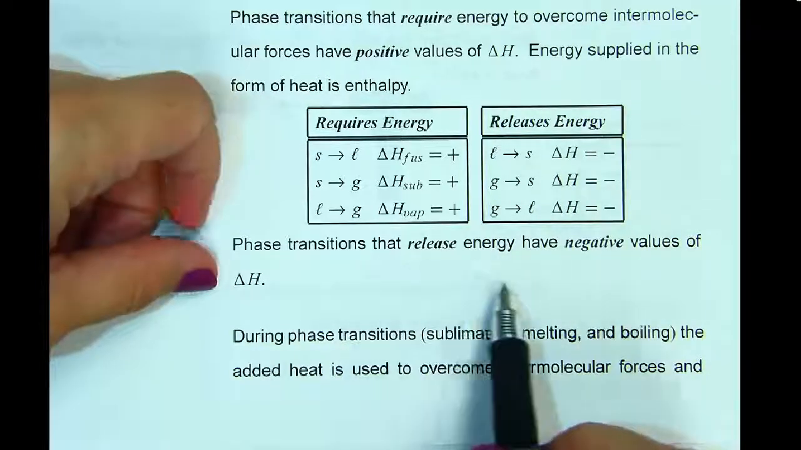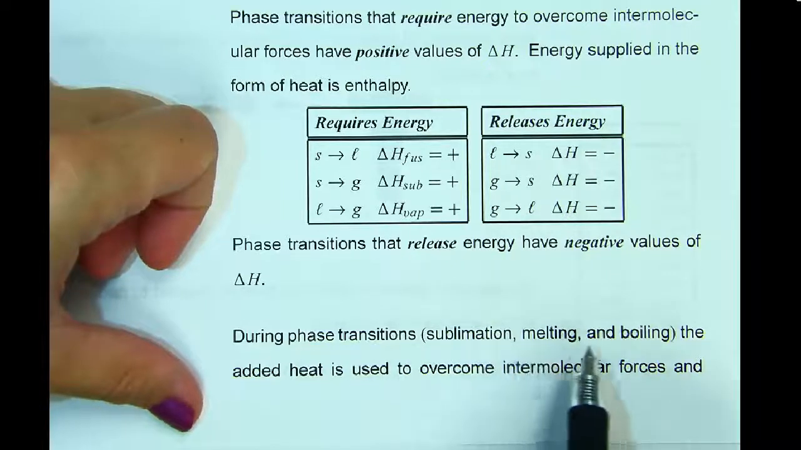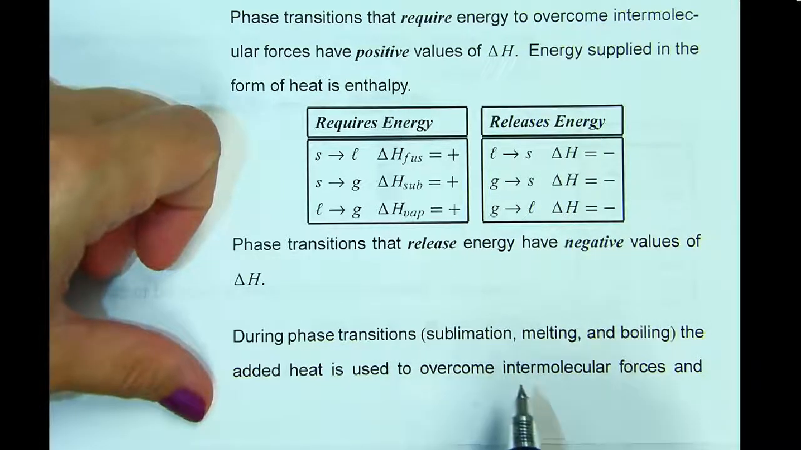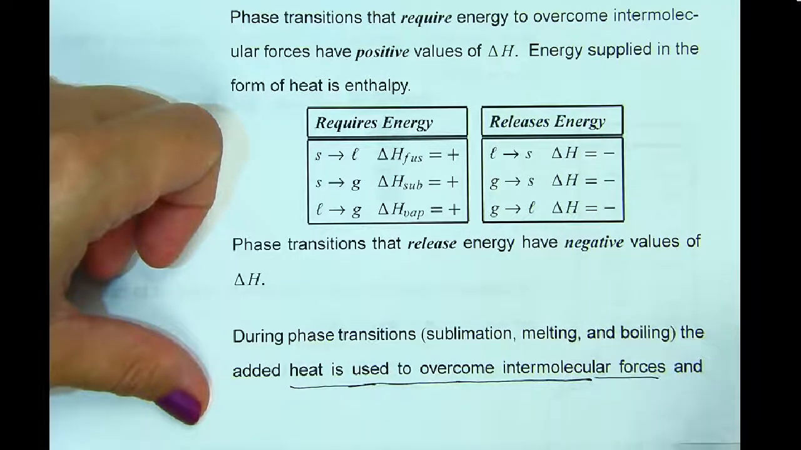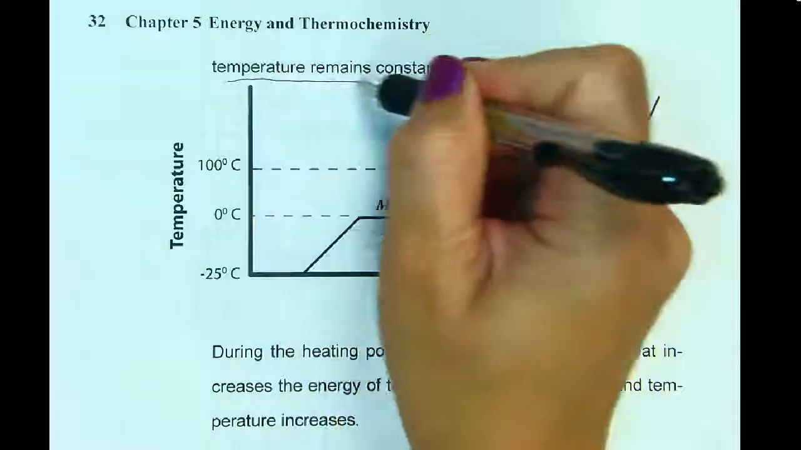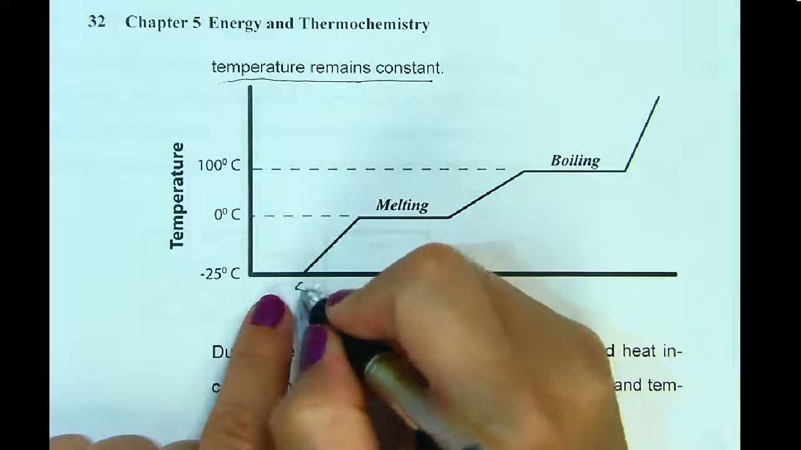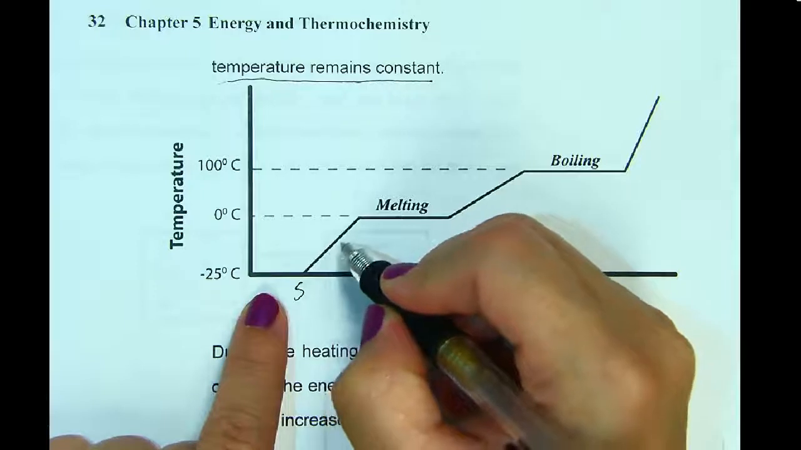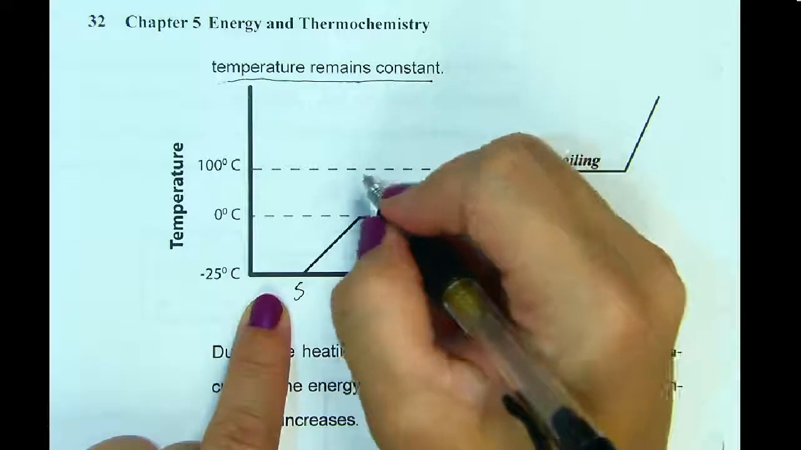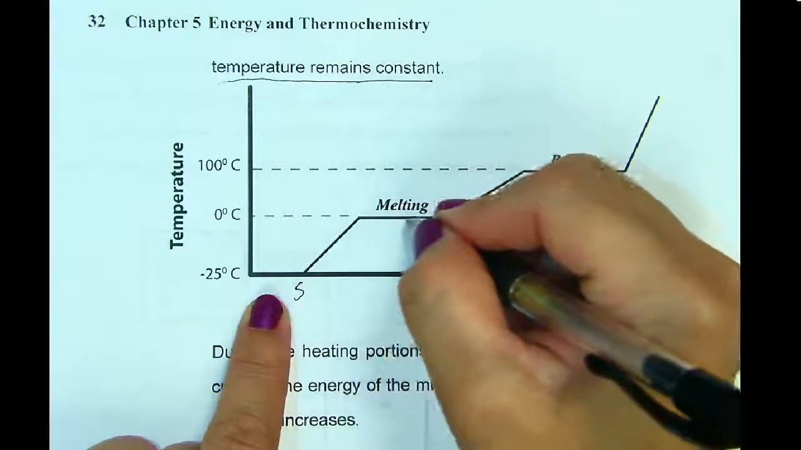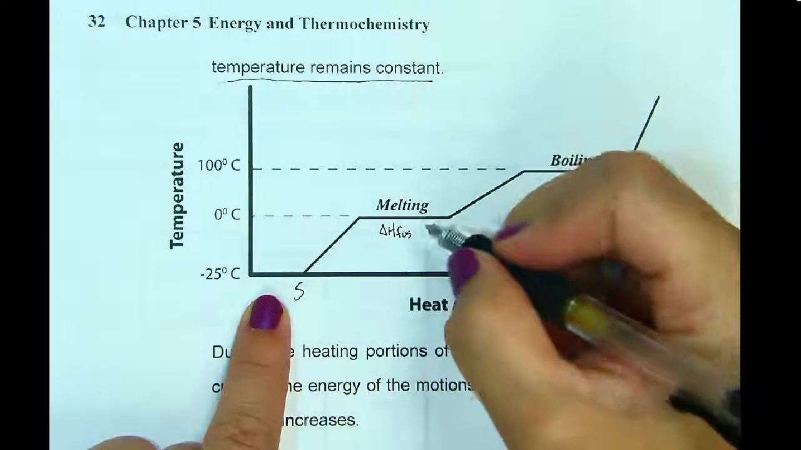Phase transitions that release energy have negative values of delta H. During phase transitions, sublimation, melting, and boiling, the added heat is used to overcome the intermolecular forces, and temperature remains constant during the phase change. So here's where you have solid, and you're going to heat the solid so it's approaching melting, and then once you get to this point right here, now the solid begins to melt. And notice the temperature remains constant throughout the process of the melting. And here is where we would see our delta H of fusion in play.